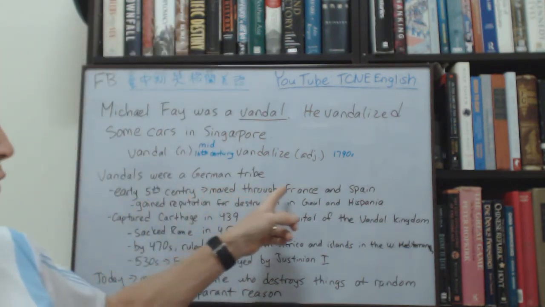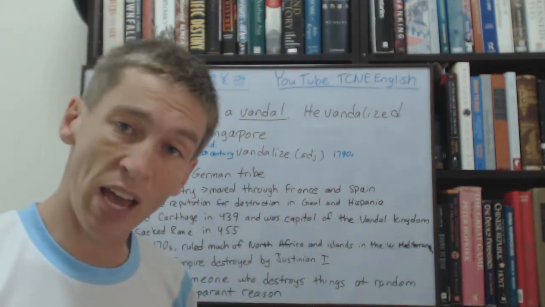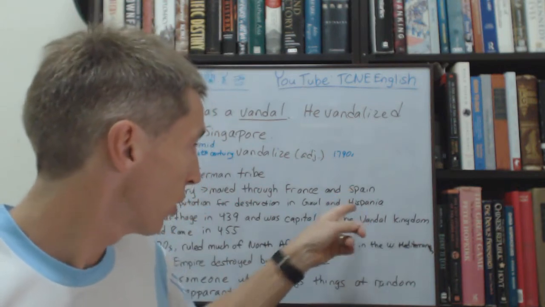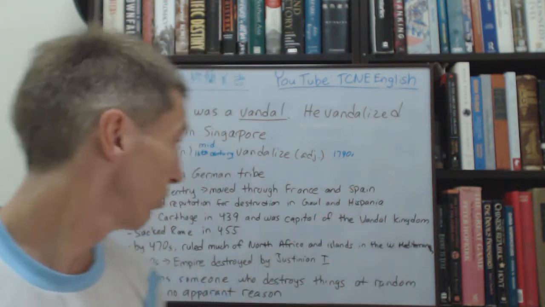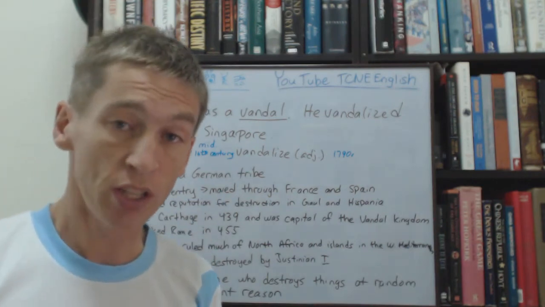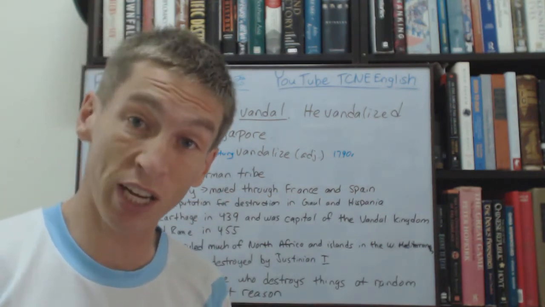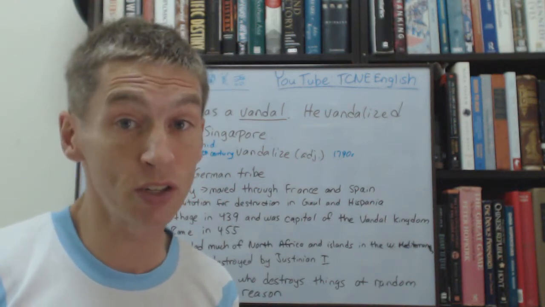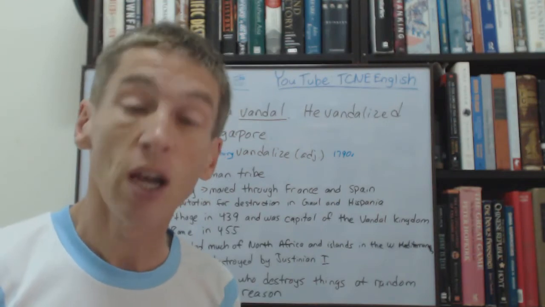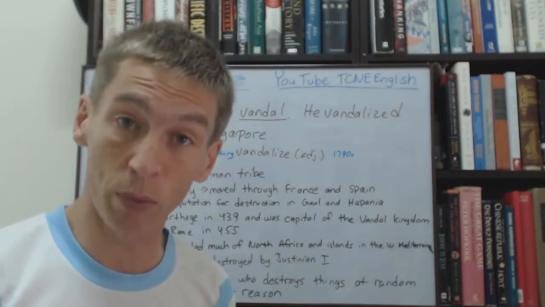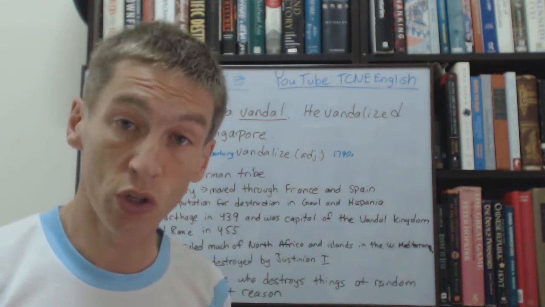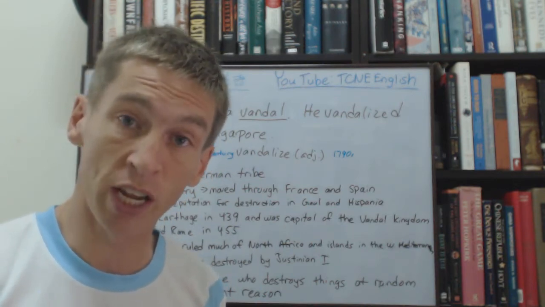So they moved through France and Spain. At that time, France was known as Gaul, and Spain was known as Hispania. Well, the Vandals gained a reputation for destruction. They destroyed things, or at least that's the reputation they gained, though some historians say that the reputation was not entirely deserved. Be that as it may, that was the reputation that followed them as they went through Gaul and Hispania, modern-day France and Spain.